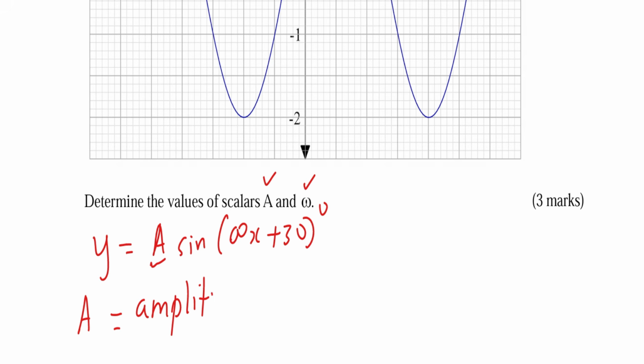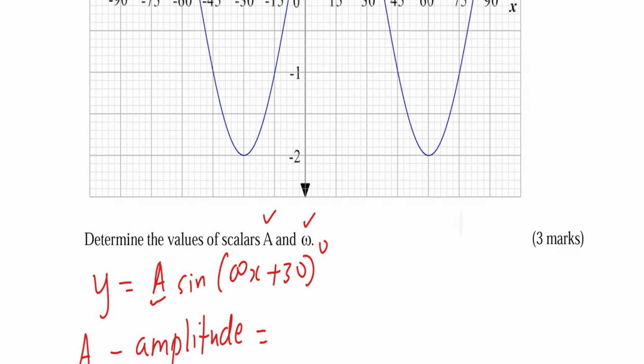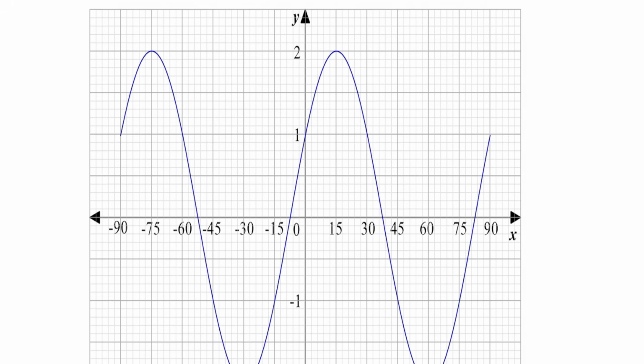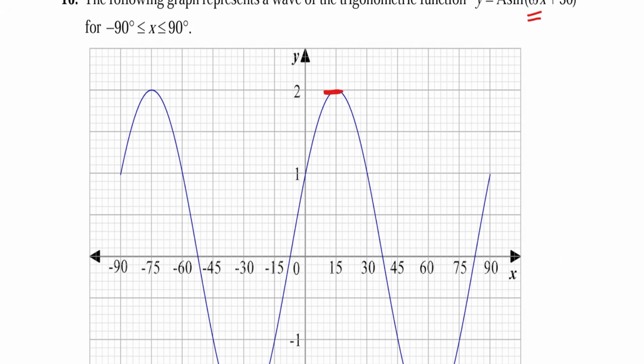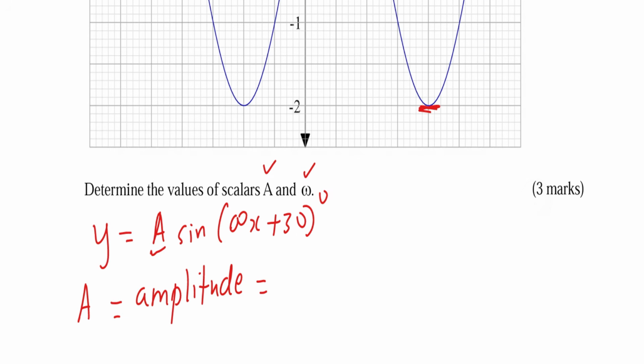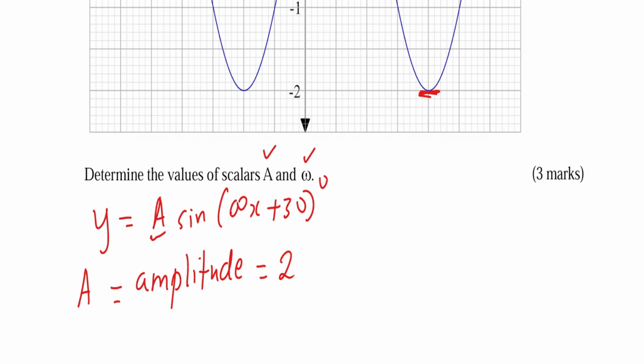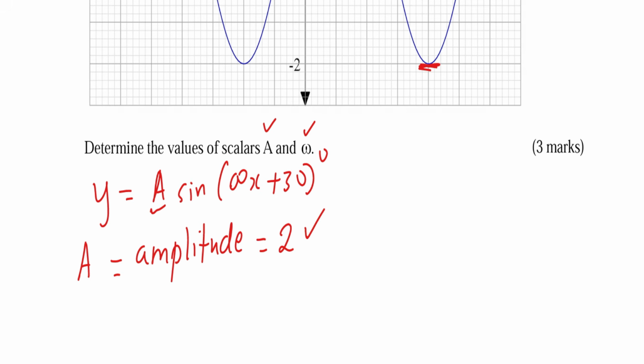Hope that is understandable. A is our amplitude, and our amplitude is the highest, the peak of that graph, which is 2 here, and here is -2, but we ignore the negative part, so we just write it to be 2. So our amplitude is 2, so our A value is 2. Now, for you to get this, you need to know the period.